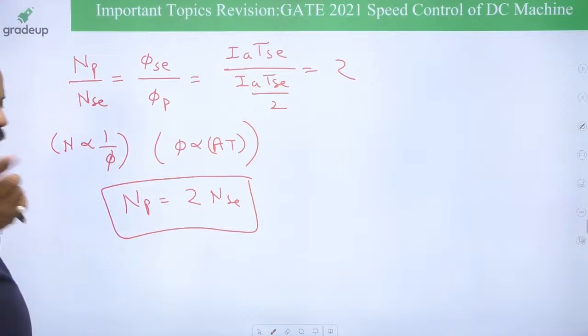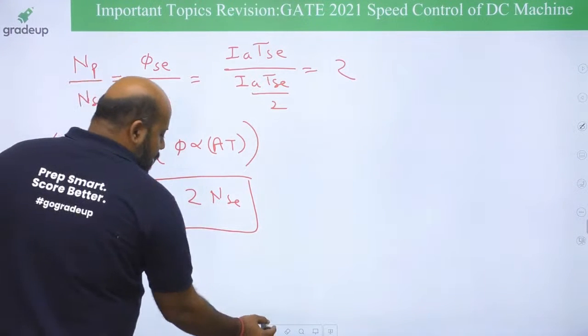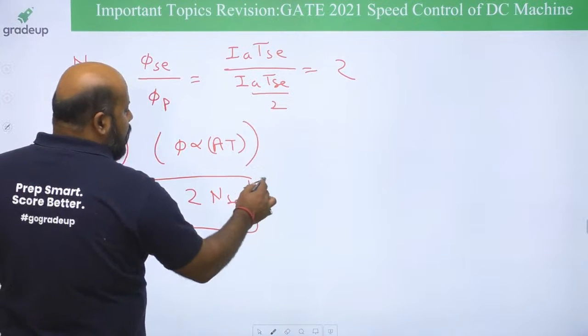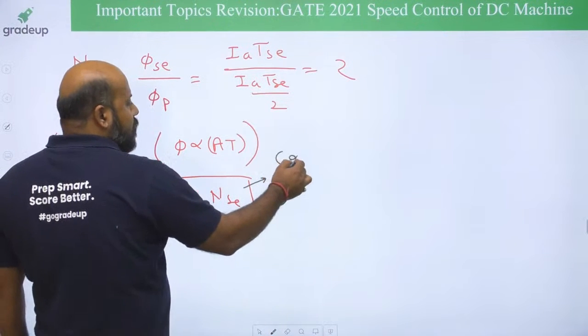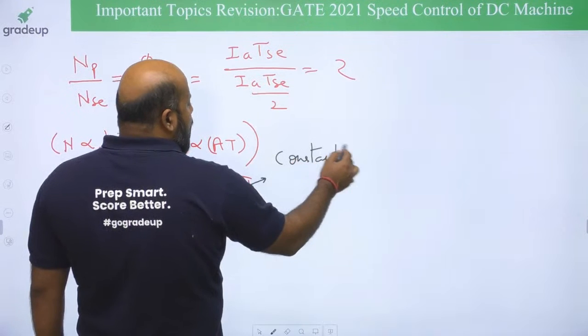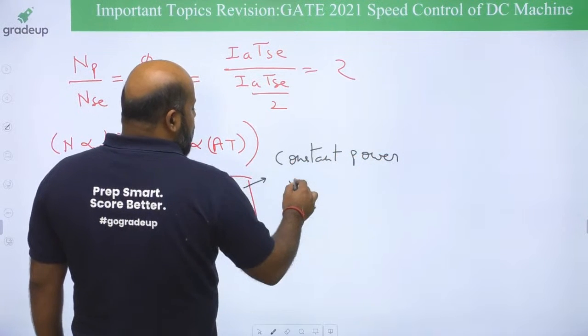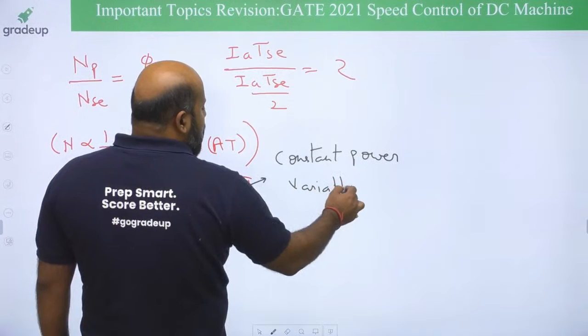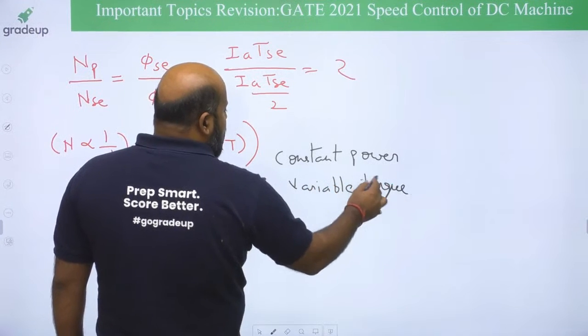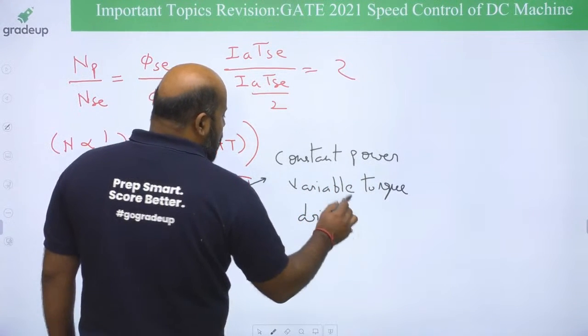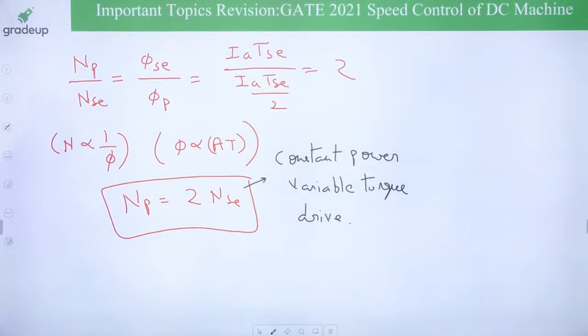But the most important thing is, when you are dealing with this, you have assumed that the power taken from the supply is going to be constant. So it is going to be a constant power variable torque drive. Constant power variable torque drive. All the candidates answer 2. Yes, great, Sukanya. Everybody just tell me, are you getting this or not?